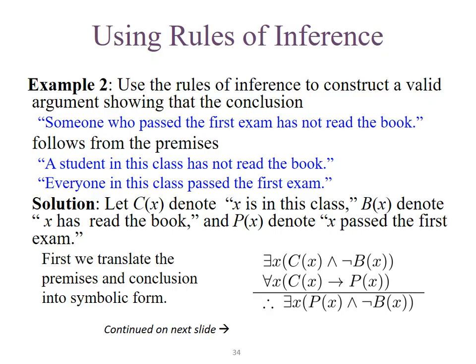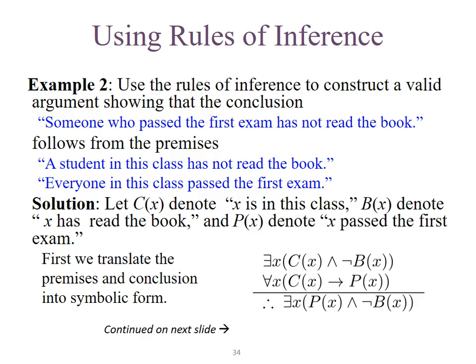Okay, so let's see the notation. C of x: x is in the class. P of x: x has read the book. Q of x: x passed the exam. Let's see the first premise. A student in this class has not read the book. So we have: for some x, x is a student, but x has not read the book. Such an x exists.